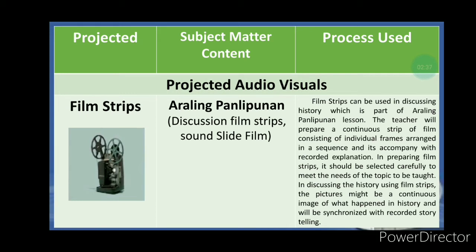The teacher will prepare a continuous strip of film consisting of individual frames arranged in a sequence, accompanied with recorded explanation. In preparing film strips, they should be selected carefully to meet the needs of the topic to be taught. In discussing the history using film strips, the pictures might be a continuous image of what happened in history and will be synchronized with recorded storytelling.